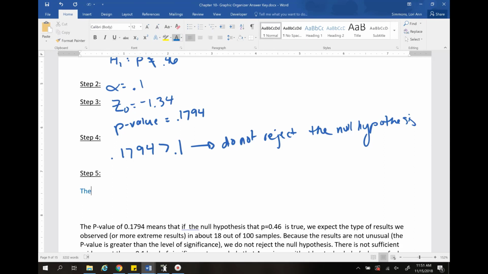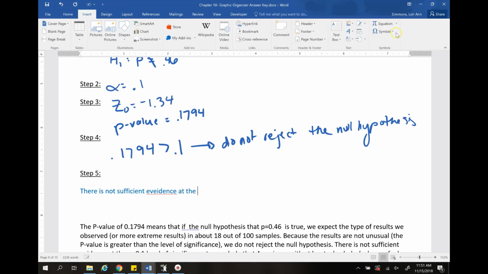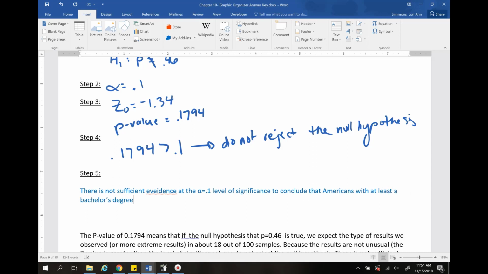So when we do not reject the null hypothesis, we can say there is not sufficient evidence at the alpha equaling 0.1 level of significance to conclude that Americans with at least a bachelor's degree feel differently than the general American population when it comes to gun control.